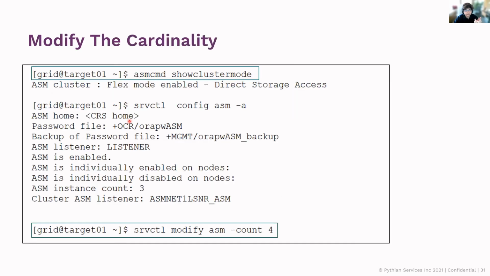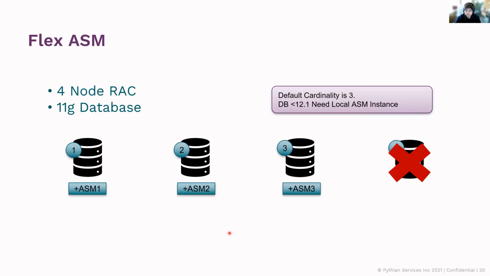And how do you do that? You can check your cluster mode, and then you can modify your ASM cardinality. This is a very small thing, but then again, you don't want to risk running into this. So if you are working with Flex cluster, review your ASM cardinality, check if the database versions you are working on are compatible with ASM Flex, and if required, modify the cardinality so that you get a local instance on each node of your cluster.